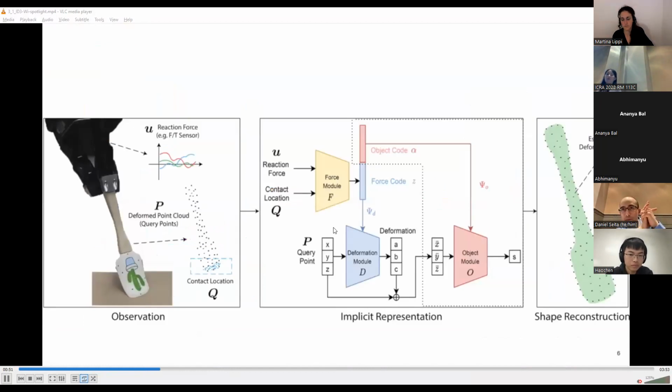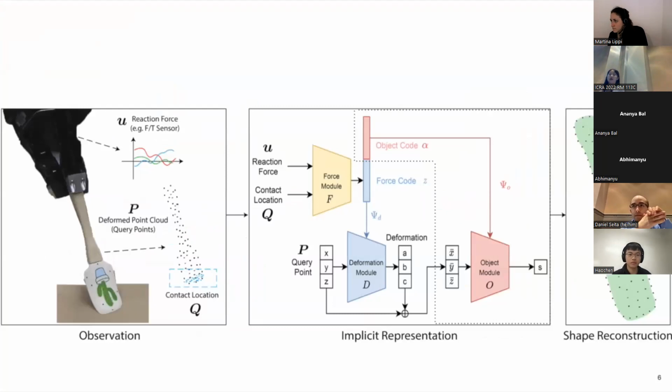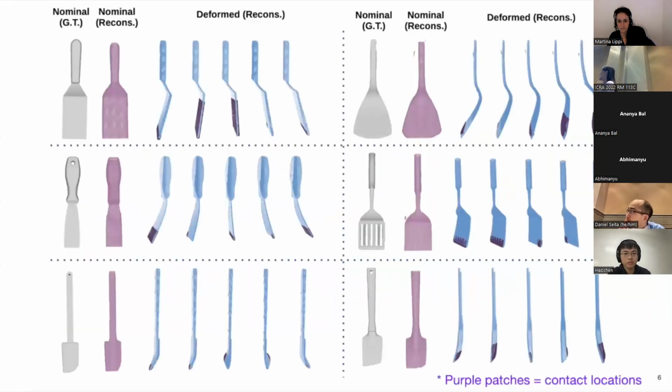This is the architecture of our model. In the left panel, we visualize the inputs of our network, which are reaction force, point cloud, and contact locations. In the right panel, you can see shape reconstructions using our implicit representations. In the middle panel, we visualize our network, and it has two subsections. One is about representing nominal shapes using the object model, and the other is about representing the deformation field using the deformation module D. So these are the reconstructions using a single pre-trained VIRDO.